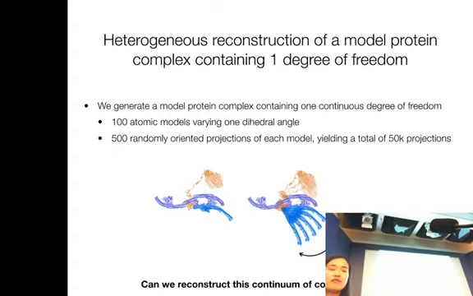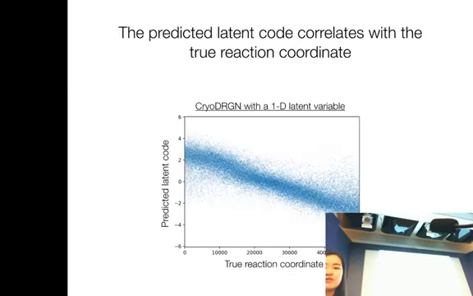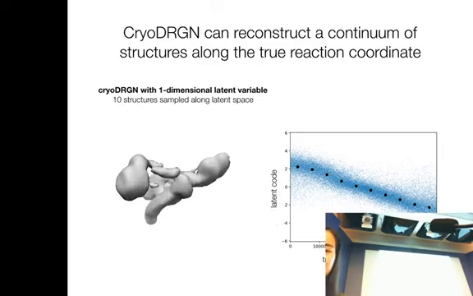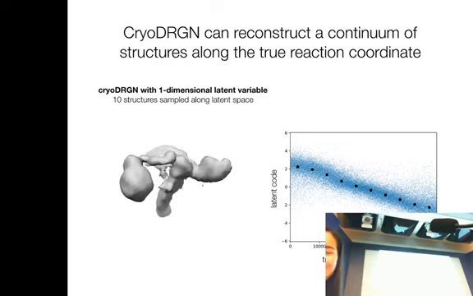And so the question for a method is, can we reconstruct this entire continuum of states? If we train a one-dimensional latent variable model, here I'm showing the predicted latent code for each image produced by the encoder along the true reaction coordinate, which we know in this case because it's synthetic data, and we can see that it correlates very nicely. We can also sample or generate the volumes corresponding to the different points in the latent code, and so here are 10 different structures shown at high isosurface and low isosurface representation for the volume. You can see that we reconstruct the ground truth structure. We can generate movies, which look kind of silly in this very synthetic data set.